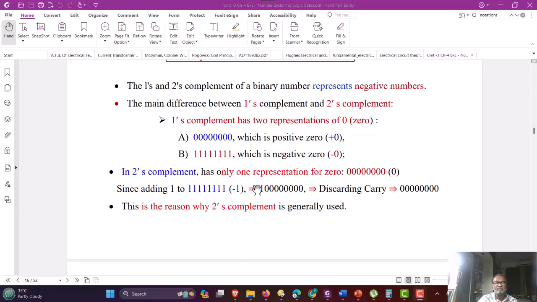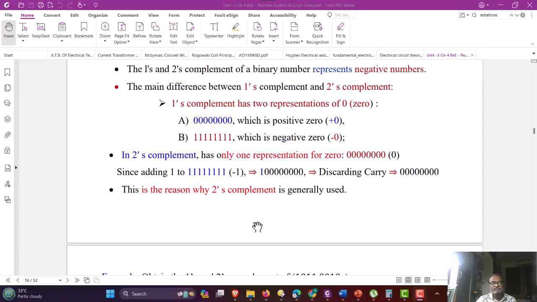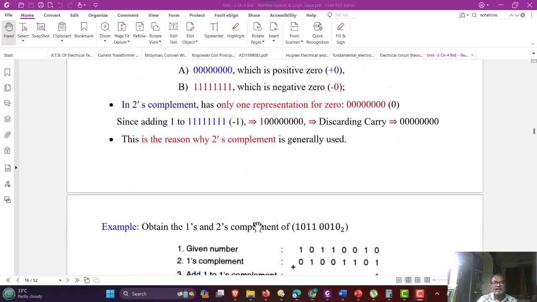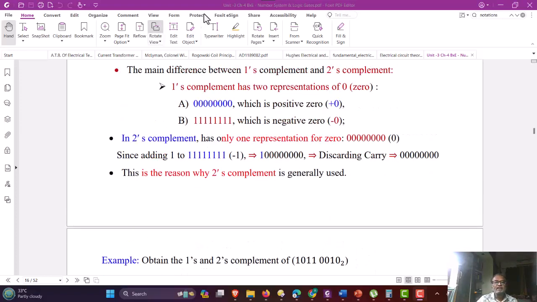In twos complement representation, there is only a unique representation of 0. That is, all bits 0 is 0, a leading bit 1 indicates a negative number, and a leading bit 0 indicates a positive number. And this is why the twos complement is generally used.